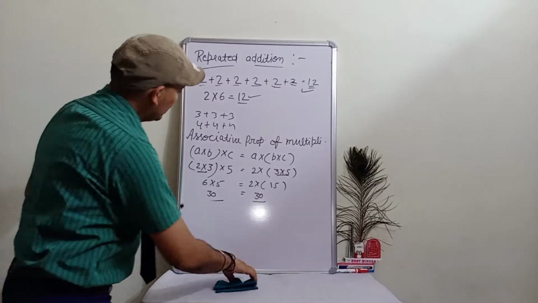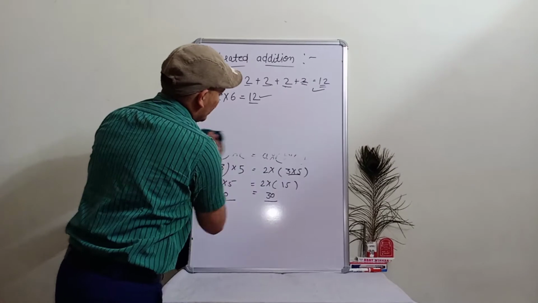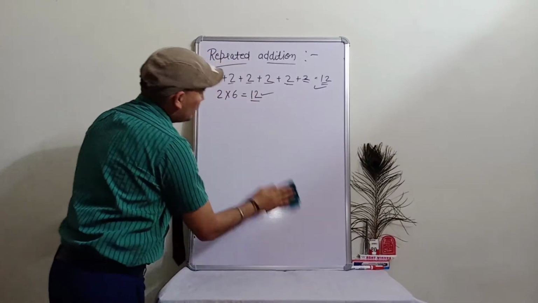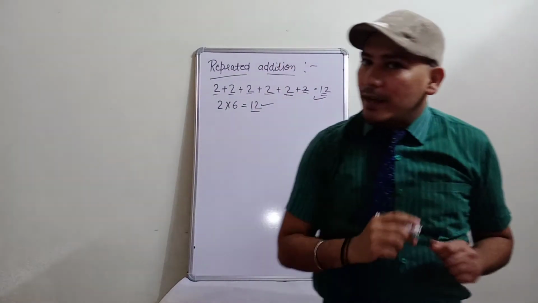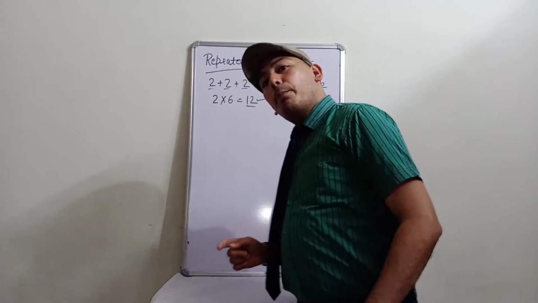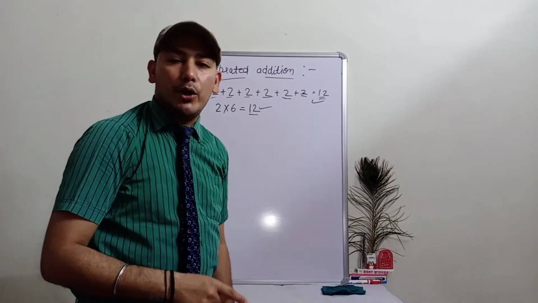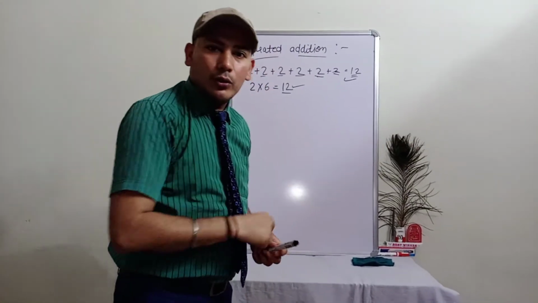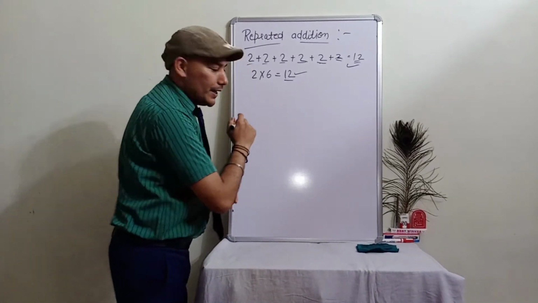Clear? Now, after repeated addition, there is one more property, and this property is very important to us because this property will repeat in the next class also. What is that property? The distributive property.